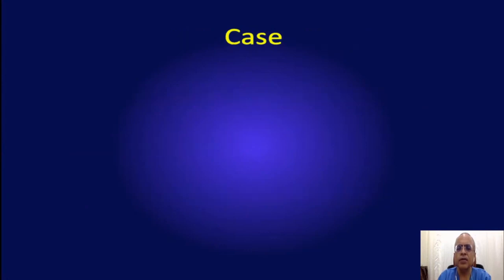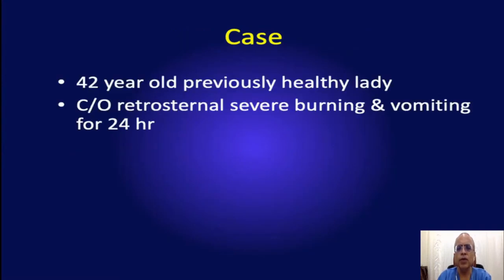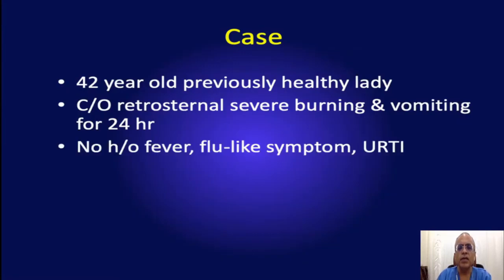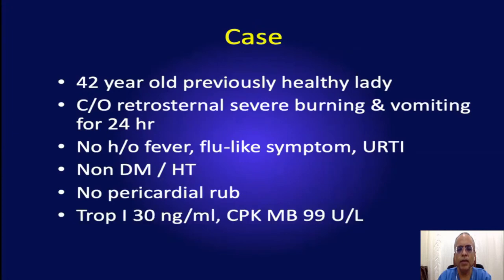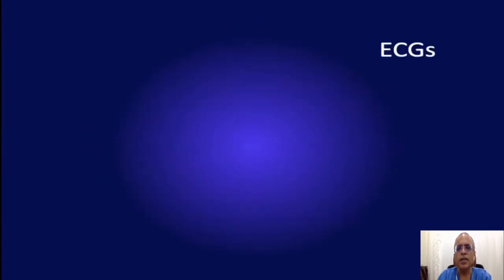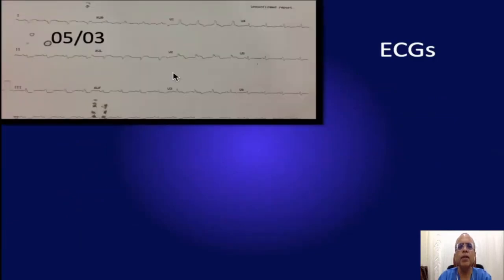And so let us look at one of these cases. Now, this particular patient was a 42-year-old previously healthy lady. She had retrosternal severe burning and vomiting for 24 hours. She never had any fever or flu-like symptoms, non-diabetic, no pericardial rub. The troponins were very high, CPK-MB was high. Her ECG was showing right bundle branch block with ST elevation from V1 to V3. So obviously she went through a STEMI pathway looking at this ECG and a severe chest burning.